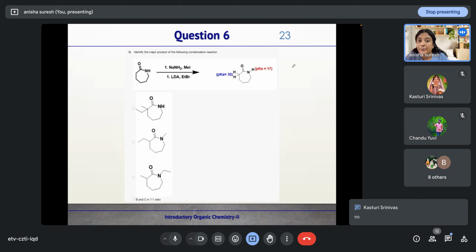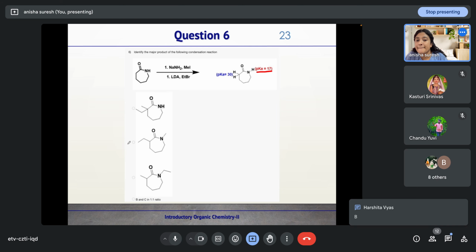Now coming to the next question. Identify the major product of the following condensation reaction. So here we are having a cyclic amide and it is treated with NaNH2 and methyl iodide. It will be giving one product, and that product is further treated with LDA and ethyl bromide. So here for our convenience, they have given the pK of this proton. This NH proton is having a pK of 17, and this alpha proton adjacent to this amide is having a pK of 30. So what will be the major product that will be formed after the two steps?